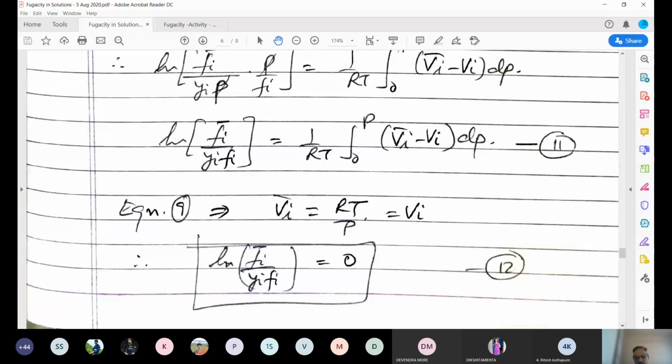Any questions on equation 12? That's why we defined the ideal solution model. Ideal solution model define किया तो उसके लिए हम कैसे निकालेंगे? So first we find out for ideal solution what is fugacity of component I in solution. Then we'll see non-ideality का कैसे handle करने का.